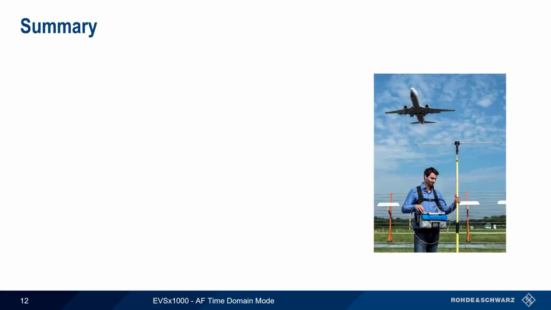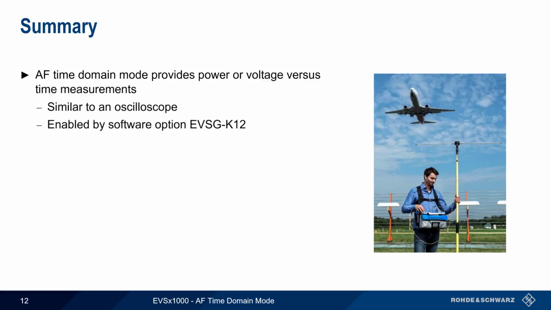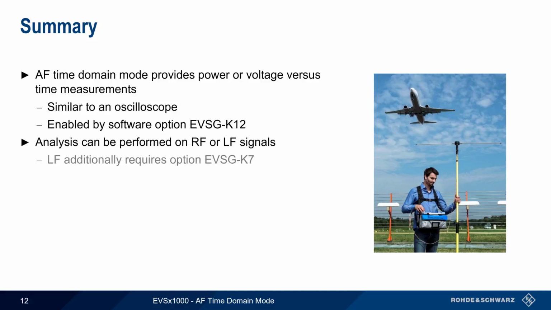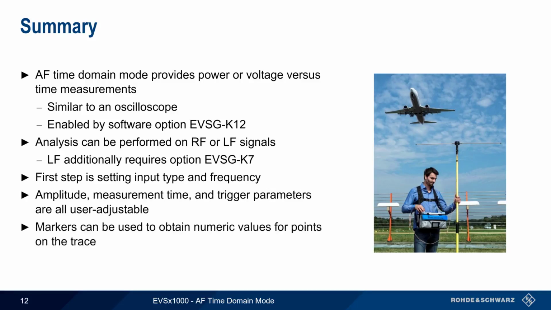So in summary, AF time domain mode provides measurements of either power or voltage as a function of time in a way similar to how an oscilloscope operates. This functionality is enabled by software option K12. Analysis can be performed on demodulated RF signals or on low-frequency or LF signals if the K7 option is present. In both cases, the first step in performing time domain analysis is setting the input type and frequency. Then, parameters such as amplitude, measurement time, and triggering should be set appropriately. And finally, markers can be used to obtain numeric values for points on the trace.